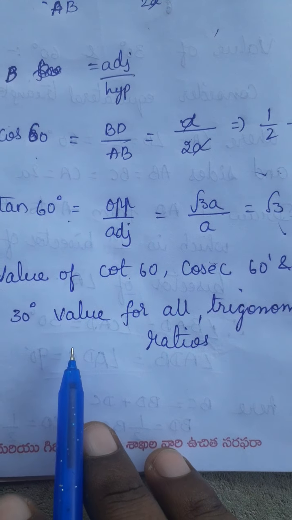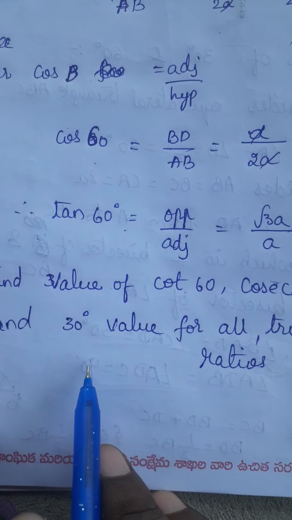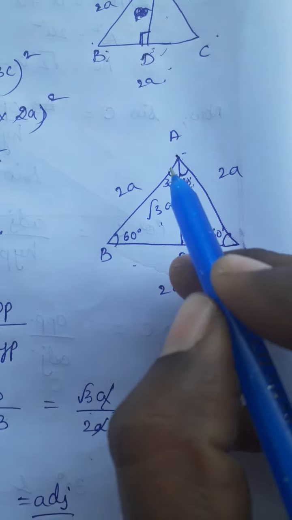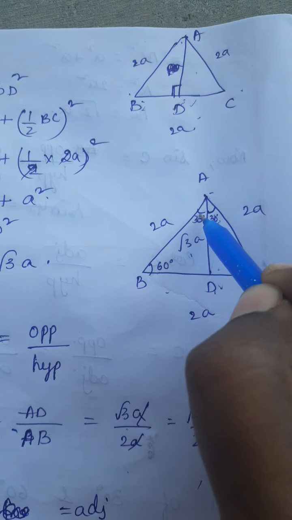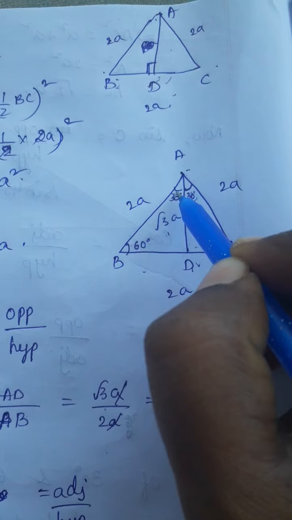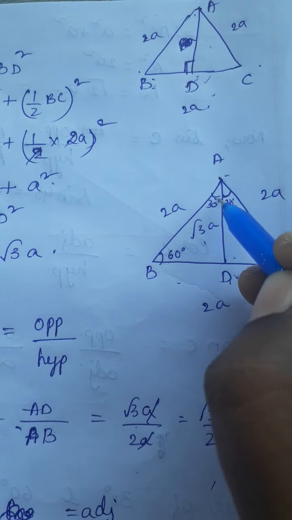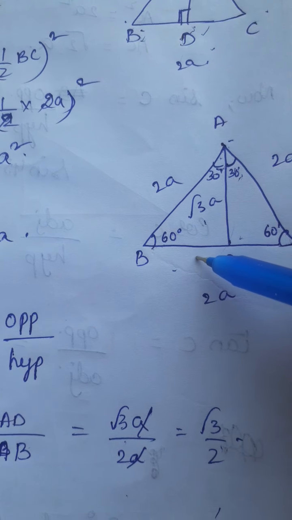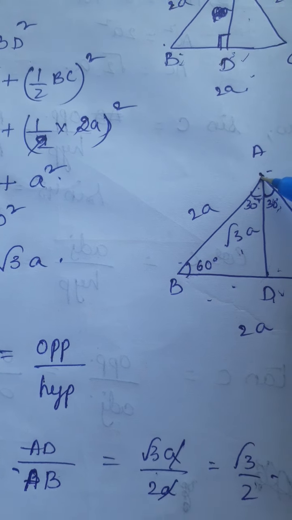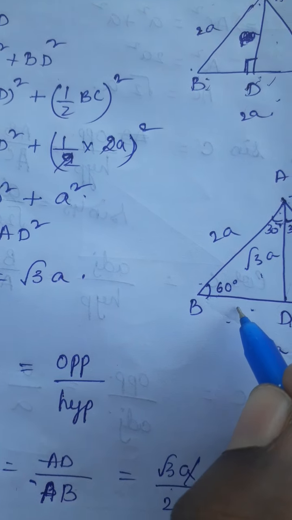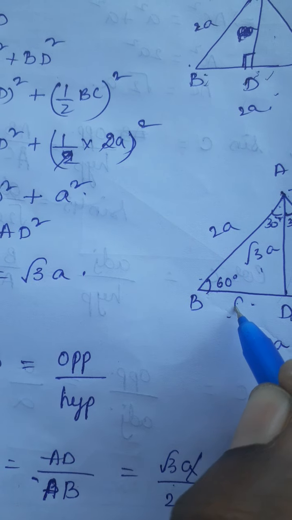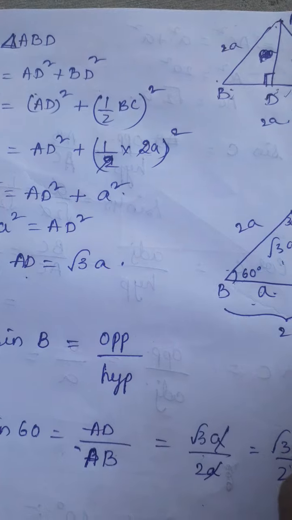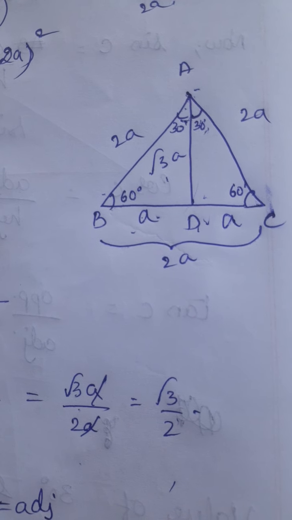Similarly, find all the trigonometric values for 30 degrees. You will be considering here angle A as theta. Now sine 30 is equal to opposite of 30 degrees, which is BD, and the hypotenuse is BA. Here what is BD? A. And similarly DC is A. This total is BC, which is 2A. Understood, children?